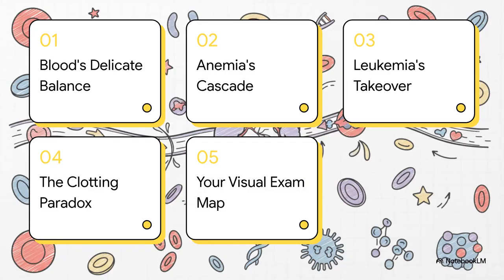So here's the plan. We're going to start with that delicate balance I mentioned. Then we'll dive deep into the domino effect, the cascade of events in things like anemia and leukemia. We'll even tackle those really weird clotting disorders. And stick around because at the end, we'll pull it all together into a super clear summary, perfect for visualizing this stuff for your exams.